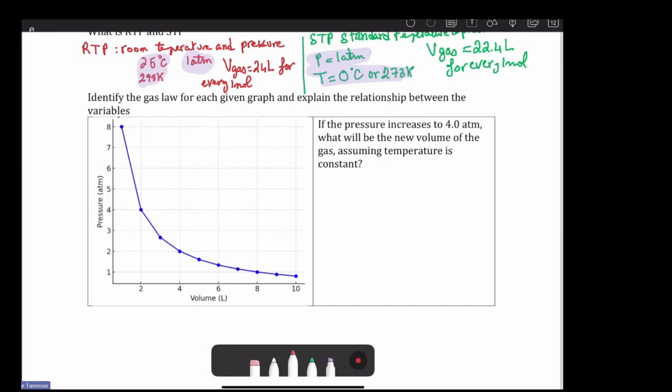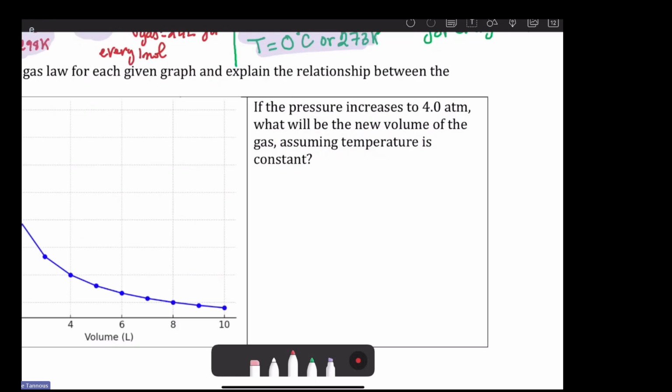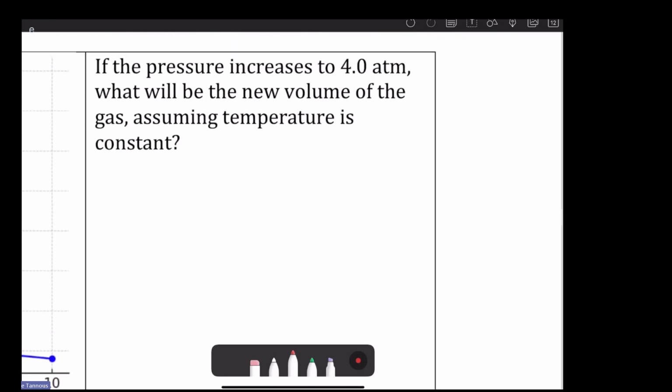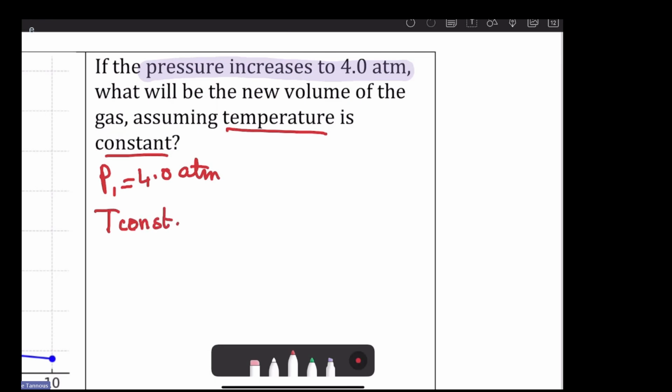Identify the gas law for each given graph and explain the relationship between the variables. Let's start reading the question. If pressure increased to 4, so pressure is 4 atmosphere, what will be the new volume of the gas assuming the temperature is constant? So when they mention the constant, they told me which one is constant.